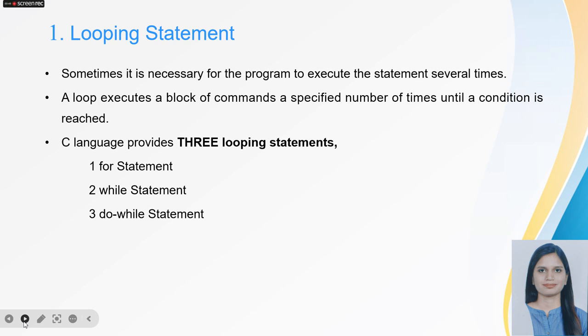First is looping statement. What is a looping statement? Sometimes it is necessary for the program to execute the statement several times. A loop executes a block of commands a specified number of times until a condition is reached. C language provides three looping statements: first, for statement; second, while statement; third, do while statement.